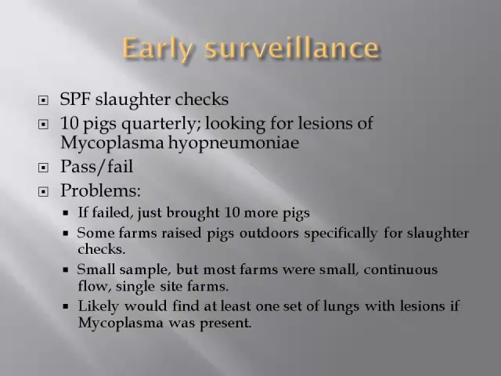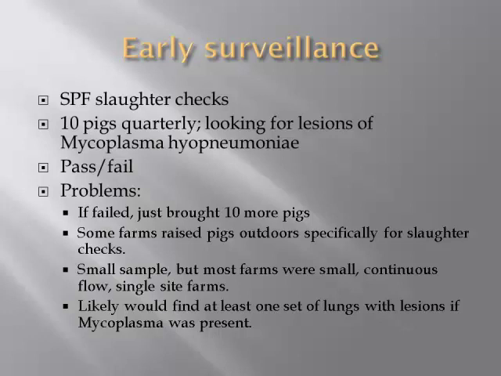So, early surveillance. How many in the group remember the old SPF slaughter checks? We checked 10 pigs, looking for lesions of Mycoplasma pneumoniae, and that was a pass or fail system. The problem with that system was it was 10 pigs a quarter, not statistically significant. But the other problem was if you failed, you just went home and got 10 more pigs and tried the next group. I even had some people that would raise their pigs outside for the slaughter check.